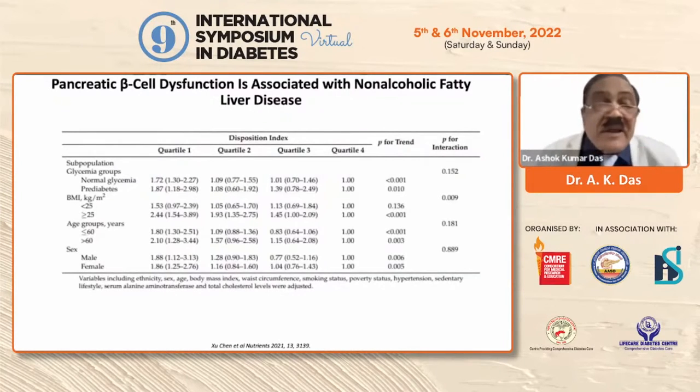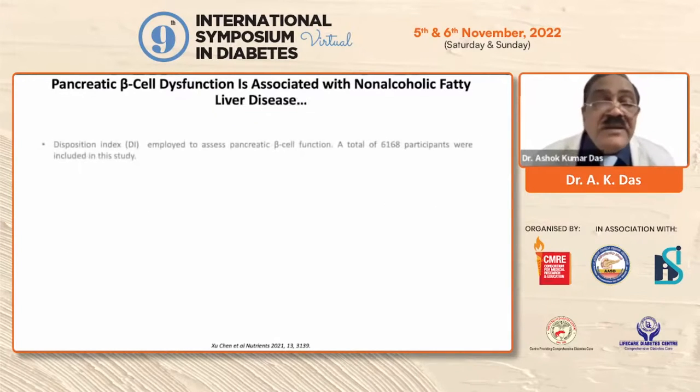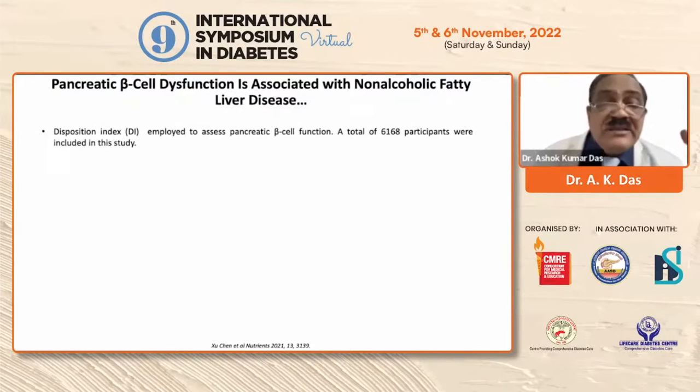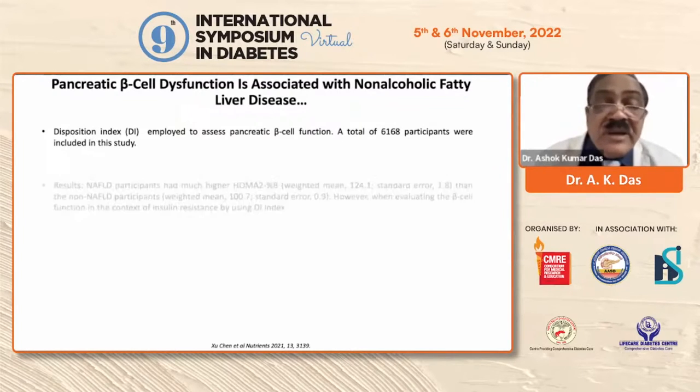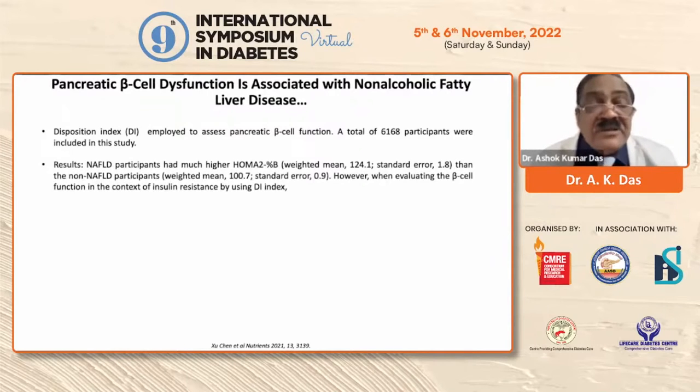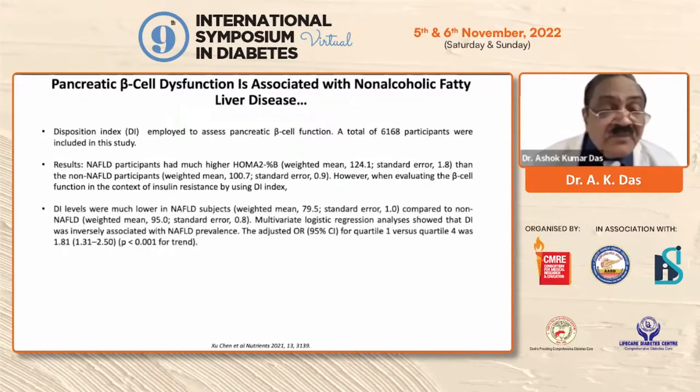Dear friends, I will not address this, but I'll go to the text, which can really tell you how pancreatic beta cell dysfunction is associated with NAFLD. Now, there is a disposition index which is employed to assess pancreatic beta cell function. This study which I'm describing had about 6,138 patients. The NAFLD patients had much higher HOMA-IR, and also the NAFLD participants had increased insulin resistance, which is known by the DI index.